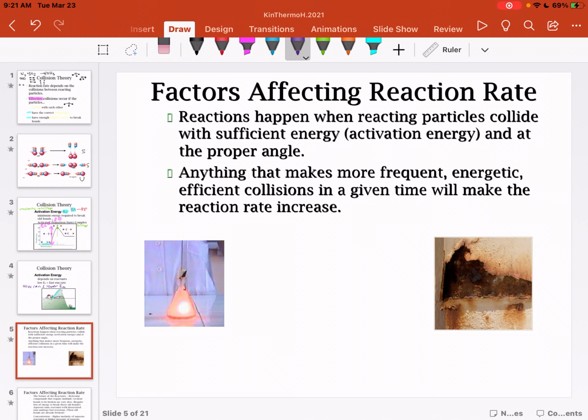What we know is, as we said, reactions happen when particles collide. They have to have the sufficient amount of energy and they have to have the correct orientation. So that's our big takeaway from collision theory. So how can we make that reaction faster? Anything that's going to give us collisions that occur more often, collisions that occur with harder crashes, collisions that are more efficient in a certain amount of time will make our reaction rate increase.